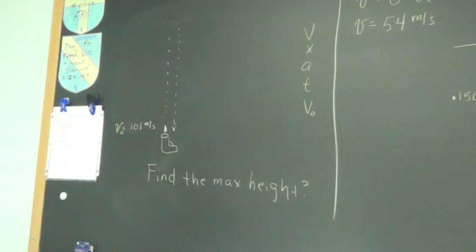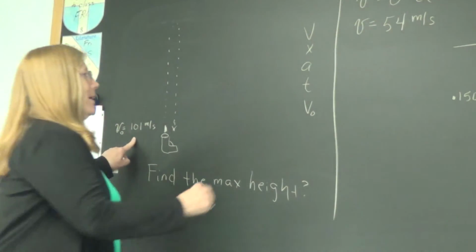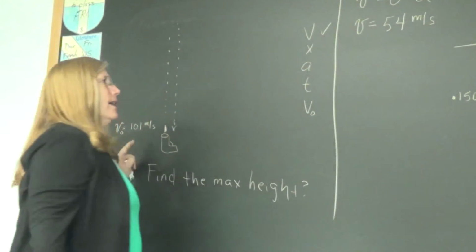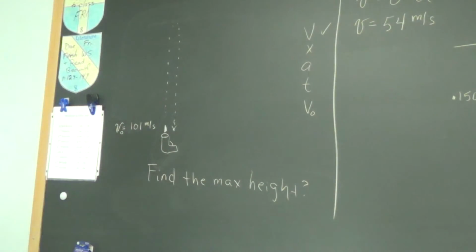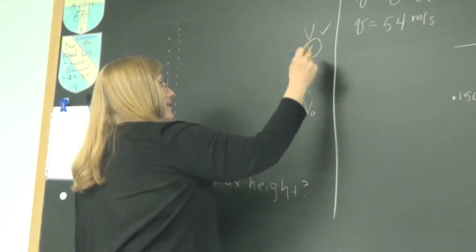All right, Alex, do we know the final velocity when it comes back down? Yes, we do, because we knew what it was when it went up. Do we know the distance that it's going? No. But we are asked to find the maximum height. So that's what we're finding, so we circle that distance. Yep.